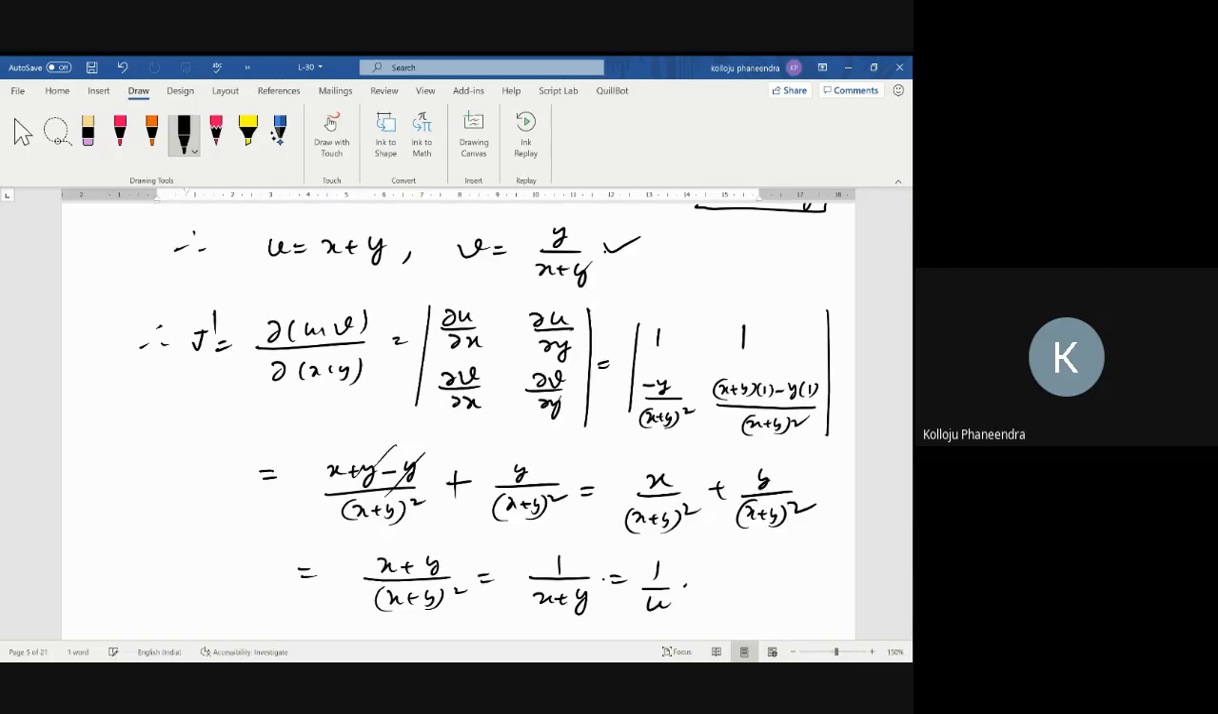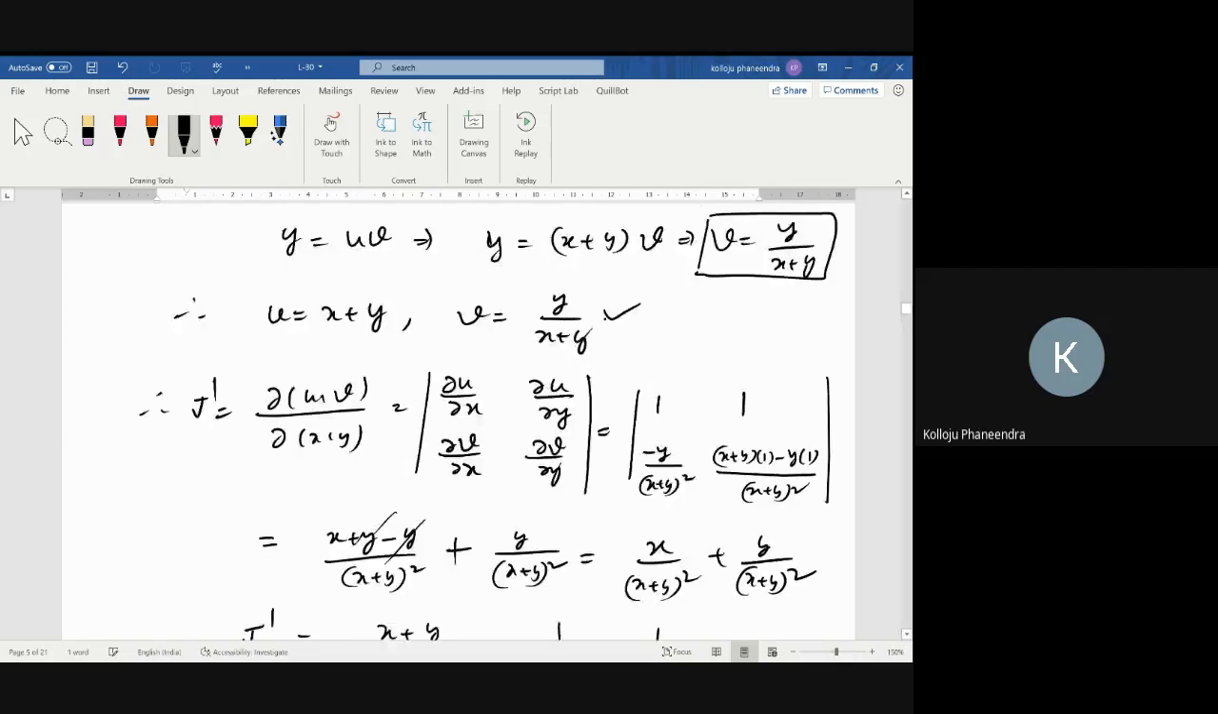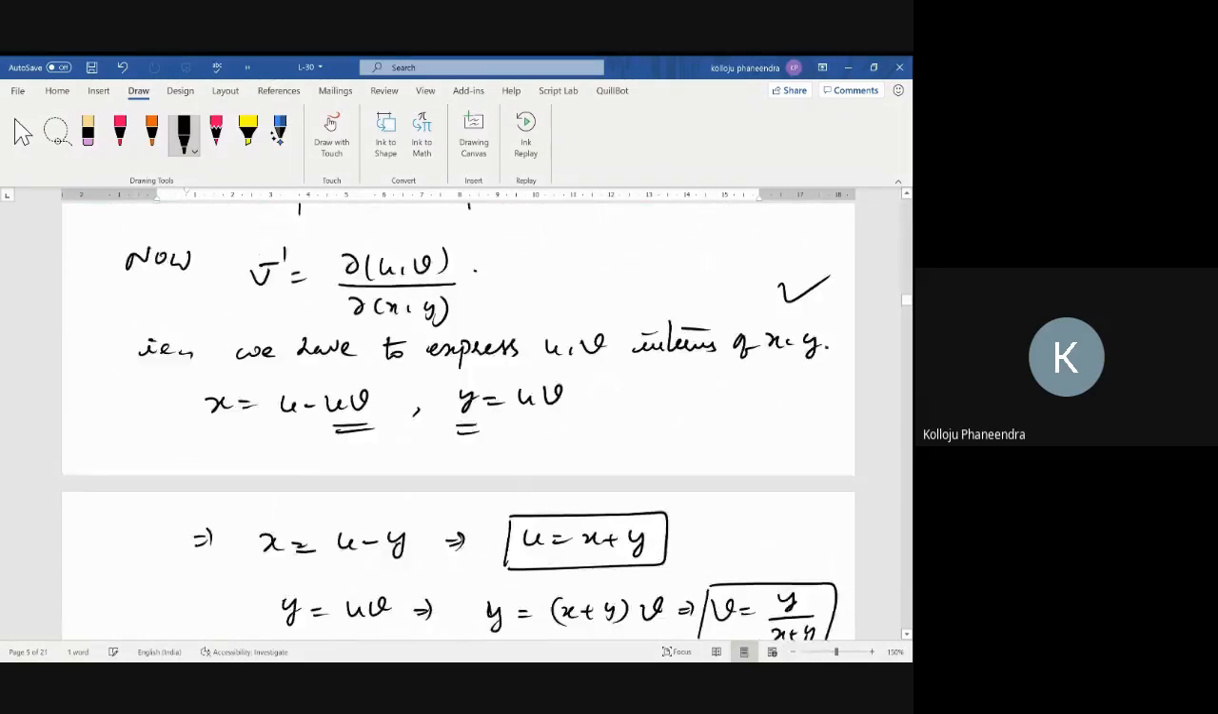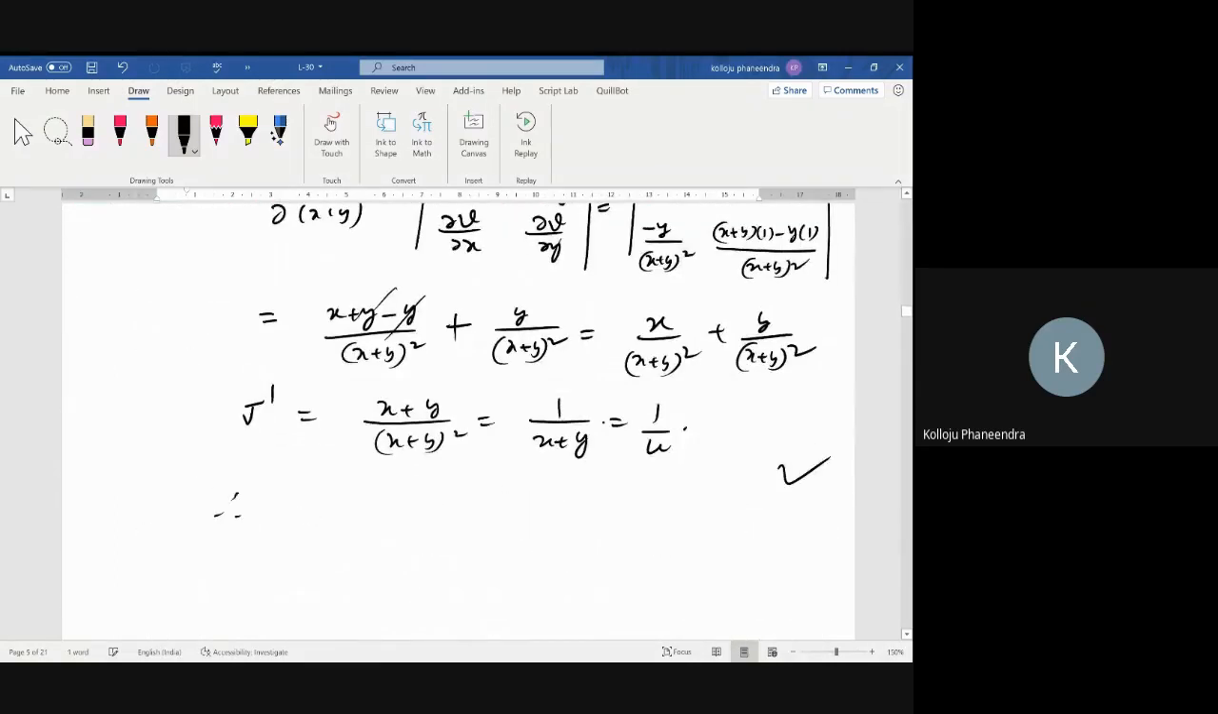u, so J dash value is 1 by u. And what is J value? u. So lastly, what I'm getting, therefore, J into J dash equals u into 1 by u. That is 1.